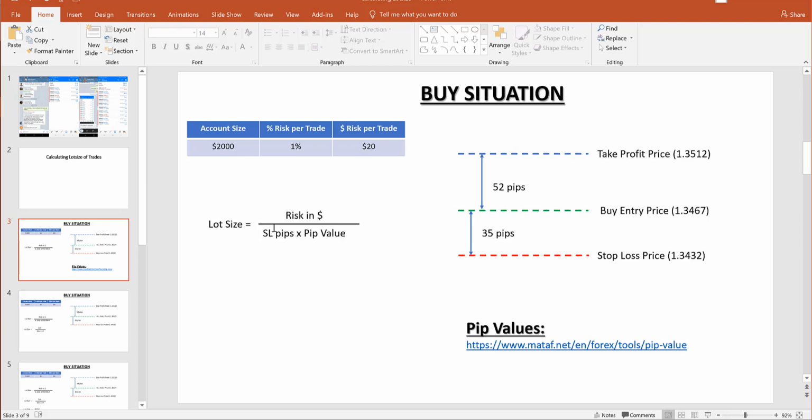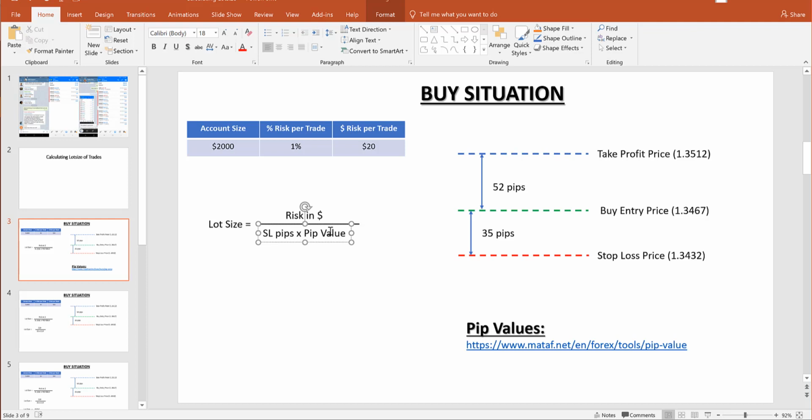Now the simple formula for calculating lot size is the risk in dollars, so in currency, not in percent, which we calculated from doing 1% of the account size. The risk divided by the stop loss, in this case 35 pips. So it is the stop loss in pips, not the stop loss price. The number of pips from the entry is what we're trying to get here. So in this case it is 35, and multiply that by the pip value. This pip value here is the pip value of one standard lot.